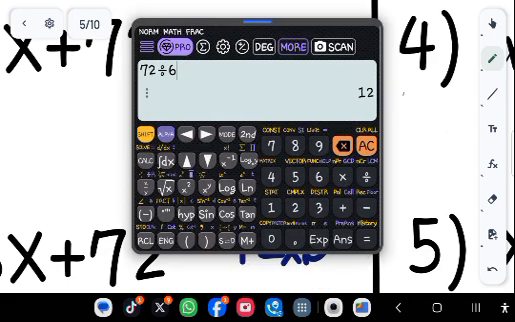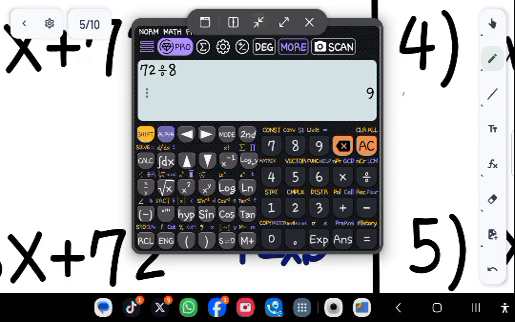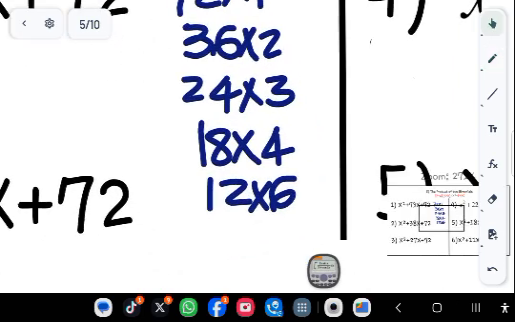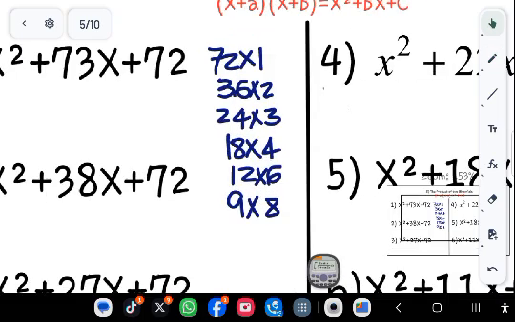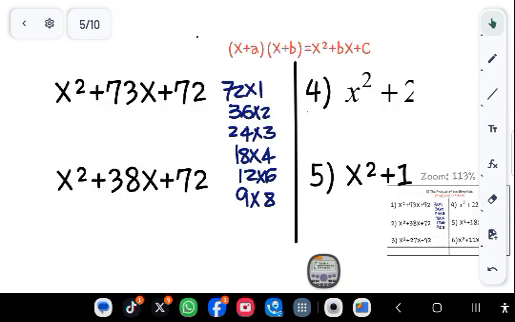Next, let's try 7. That gives us a fraction. Let's try 8. That's 8 times 9, or 9 times 8. Notice that 9 times 8 is the last factor pair, because after that you basically just come back up. Right, rewriting all that we've written.